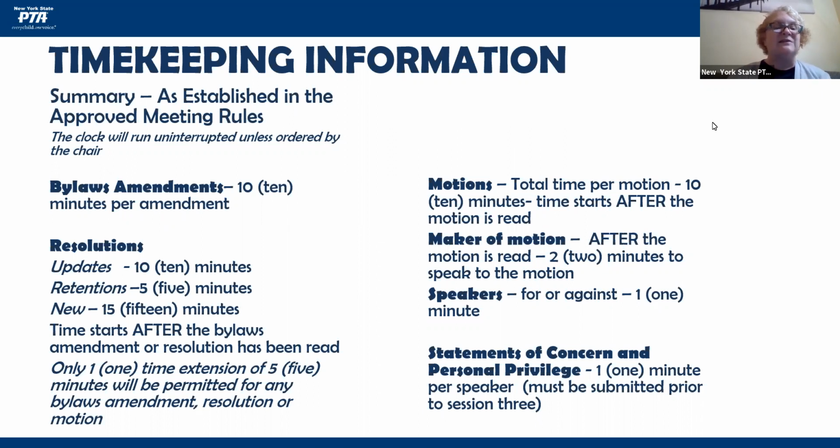Resolutions, updates get 10 minutes, retentions 5 minutes, a new one gets 15 minutes. Motions, total time per motion is 10 minutes. Time starts after the motion is read. Maker of the motion, after the motion is read, 2 minutes to speak to the motion. Speakers for or against, 1 minute. Statements of concern and personal privilege will be 1 minute per speaker and must be submitted prior to session 3. And that information has been shared ahead of time. And if you have questions, please let us know.